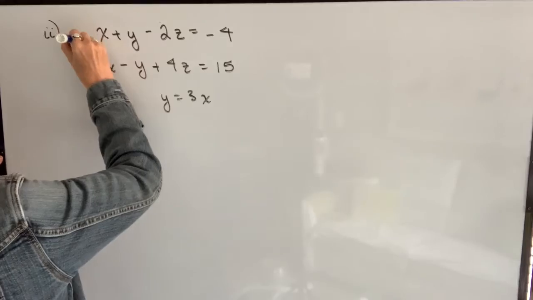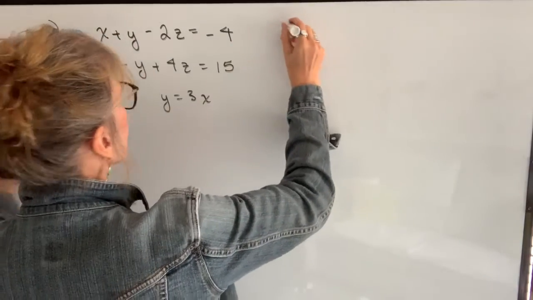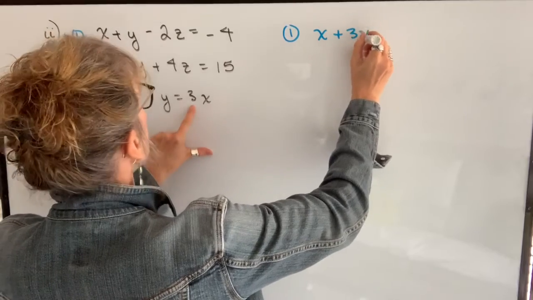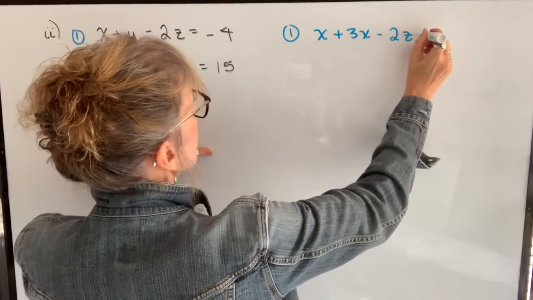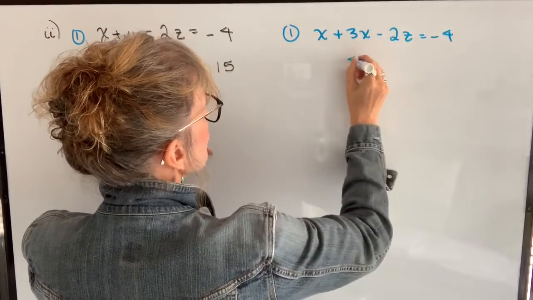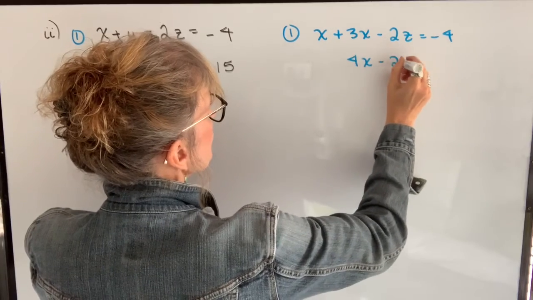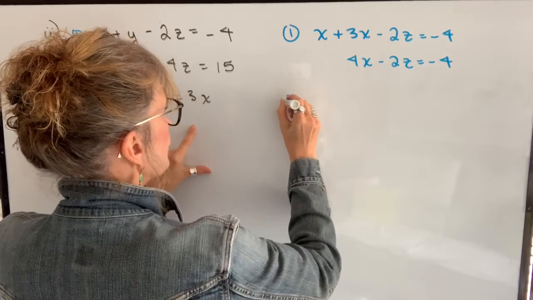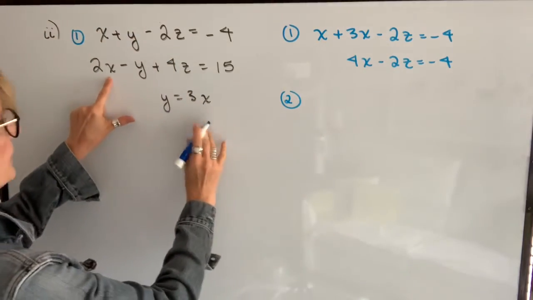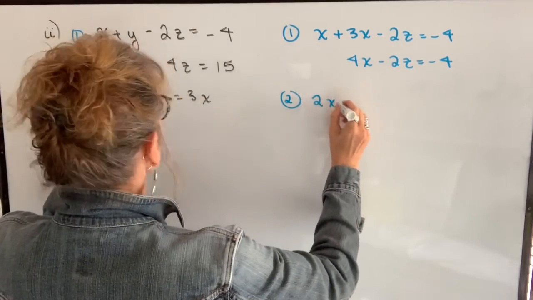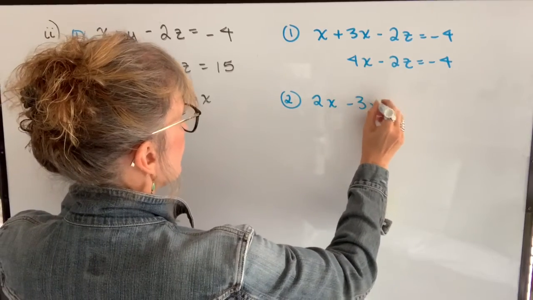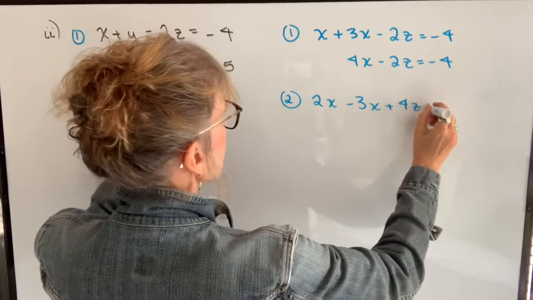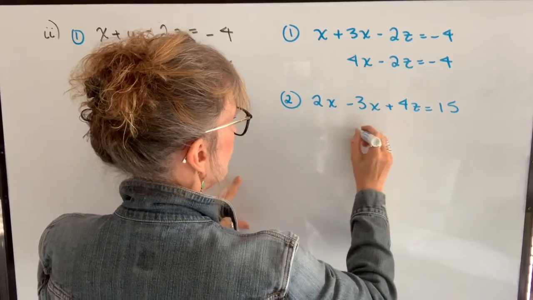So I would take equation 1, and I'll have x plus, instead of a y, I'll put 3x minus 2z equals -4. So 4x minus 2z is equal to -4. I'll take equation 2, and I'll do the same thing. So I have 2x minus y, so minus 3x. I do the substitution, plus 4z is equal to 15. I simplify this.